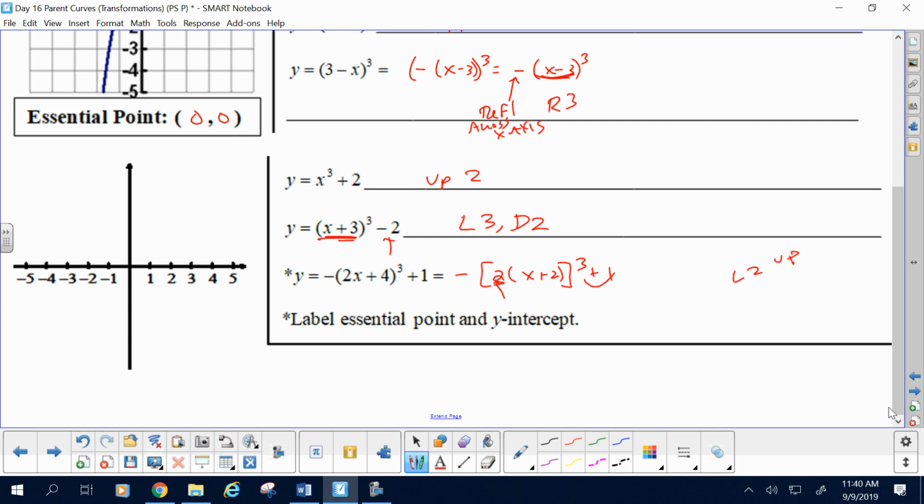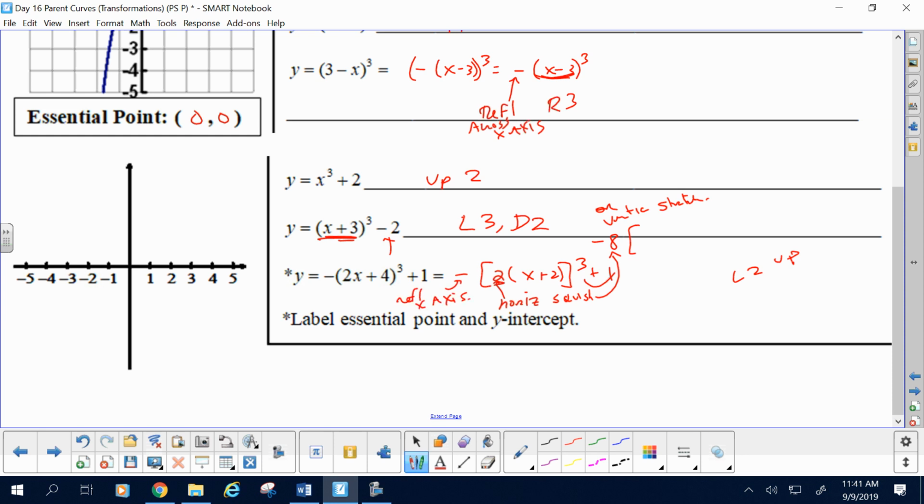Multiplying is a stretch. If it's inside the function, does it stretch vertically or horizontally? If you took it out, it would actually be vertical. If you left it in, it's horizontal. Either way, the graph effect will be the same. A horizontal squish will look the same as a vertical stretch. They look the same, so that's a bit of a trick question. And then the negative outside causes it to reflect across the x-axis.